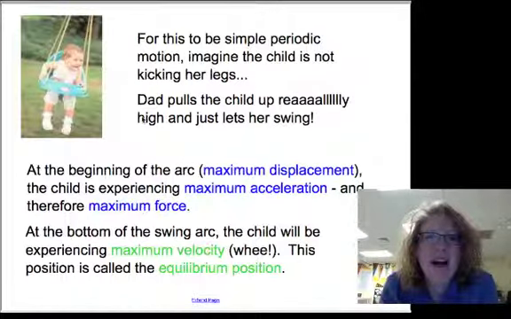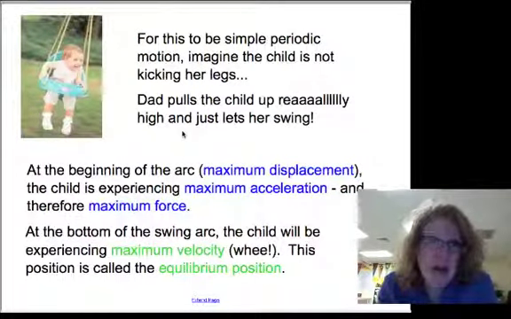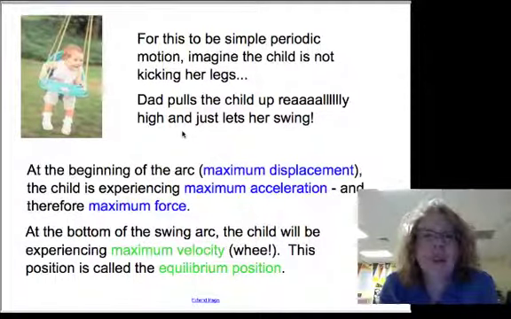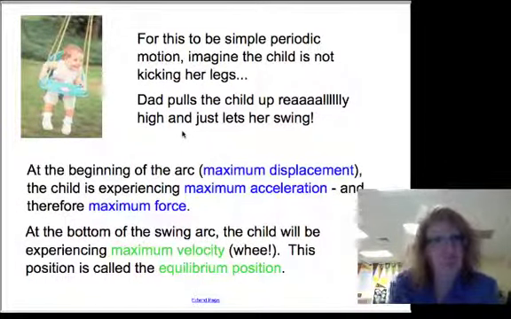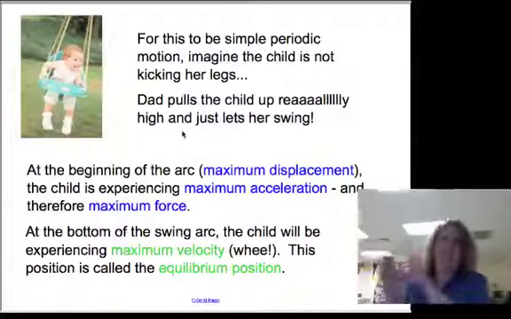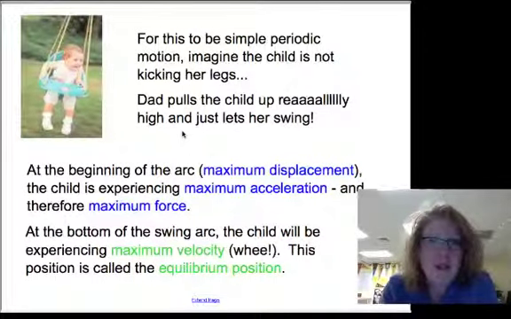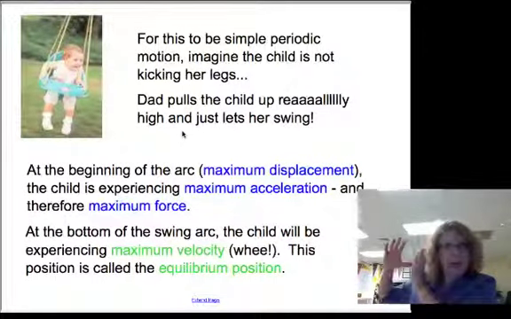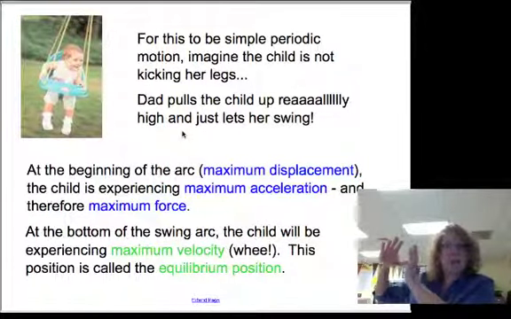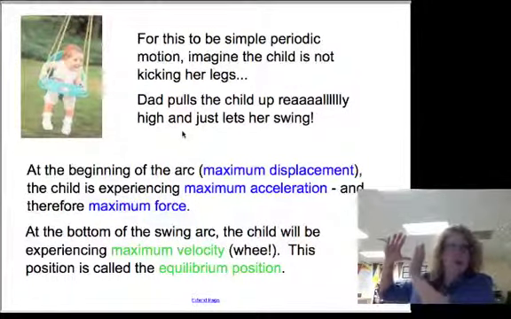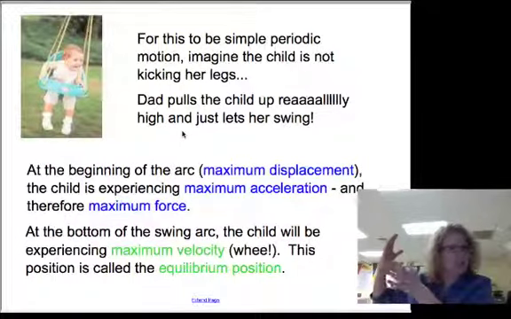Doesn't she look happy? So for this particular example, imagine that the child's young enough that they're not actually kicking their legs or helping out. So dad pulls the kid way up and then just lets her go. We used to love doing that with Sierra. So at the beginning of that arc, when the kid's way back high, we can call that maximum displacement. The kid's as far away from the normal hanging position as possible.